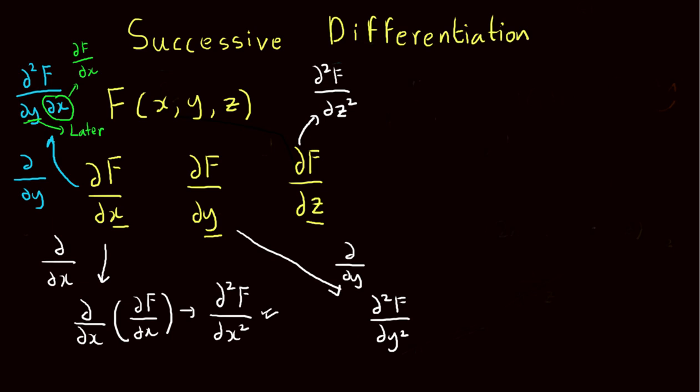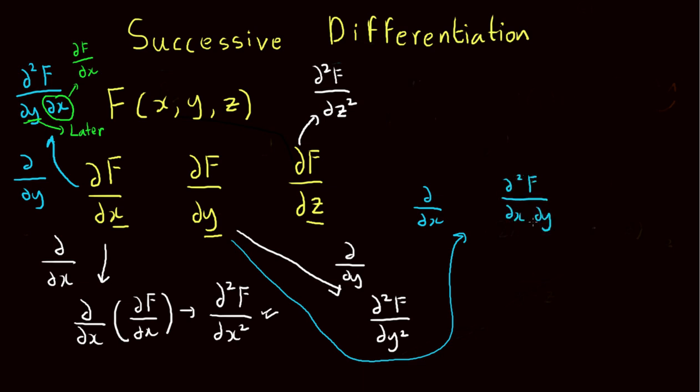Sometimes, if you want to differentiate del f del y with respect to del x, you'll also have del square f del x del y. Obviously this del y refers to the initial differentiation we did, del f over del y, and this one came much later than that. So that is the idea of successive differentiation.